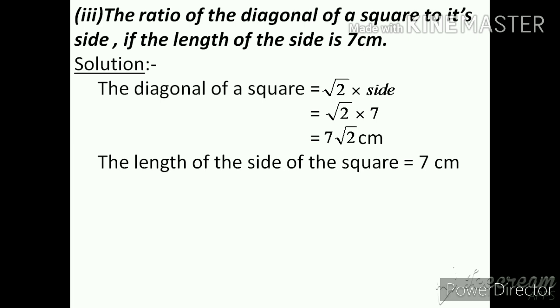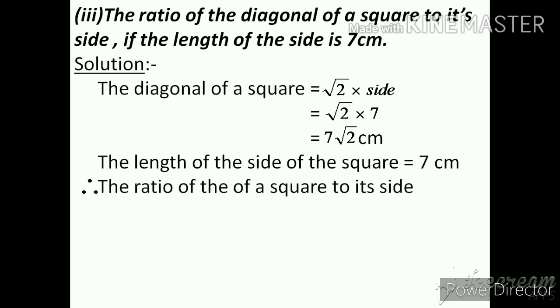Now, the next statement, children. The length of the side of the square equals 7 centimeter. Now, we have to find the ratio of the diagonal of the square to its side. Therefore, 7 root 2 is to 7. Here, children, we have to divide these two numbers. 7 and 7 both get cancelled. So, the answer will be root 2 is to 1.